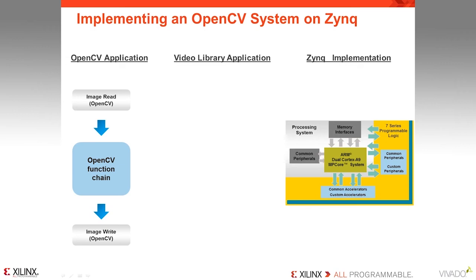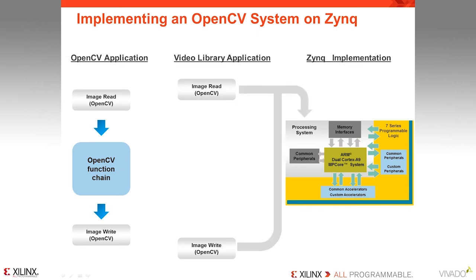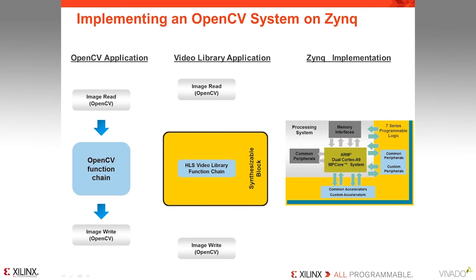Okay. So the first thing we do is we'd actually leave these blocks as they are. You know, these blocks we're going to continue to run on the ARM processor. Okay, these don't have to be accelerated. They're typically frame level optimizations. The OpenCV functions that perform pixel level optimizations, those we're going to create into a synthesizable block. These are going to be synthesized and executed inside the FPGA fabric.